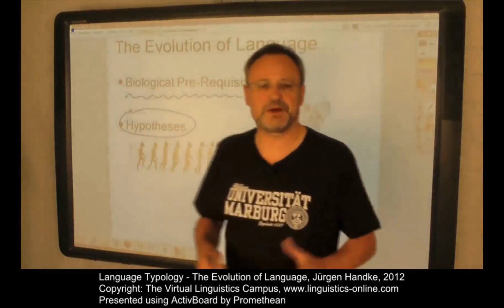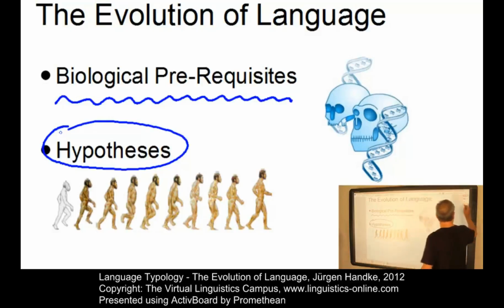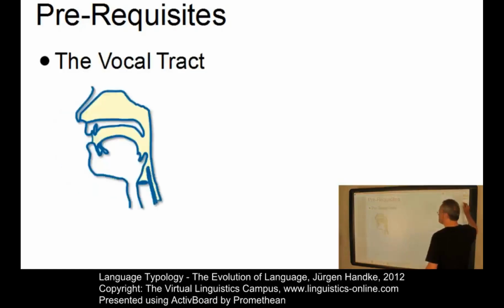Let us start with the biological prerequisites. The evolution of human language is closely connected with changes in two organs essential for the use of language: the structure and the size of the human brain, and the shape of the vocal tract.